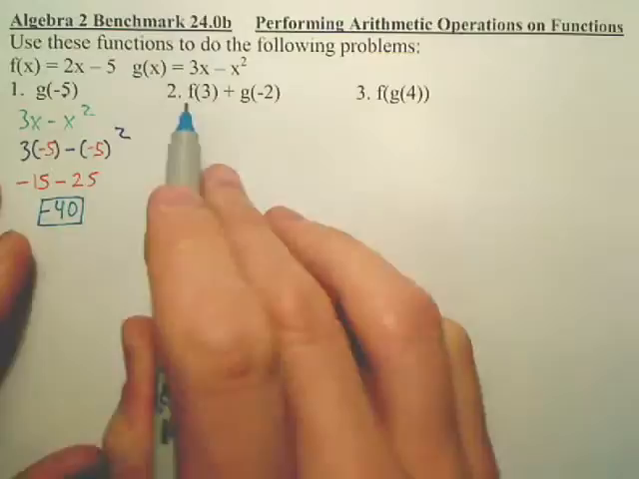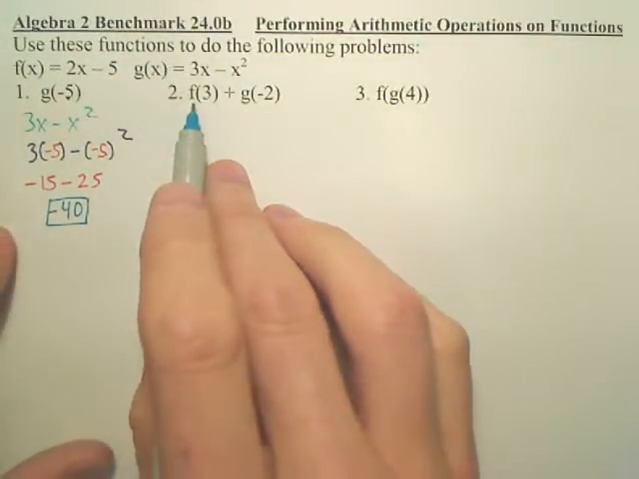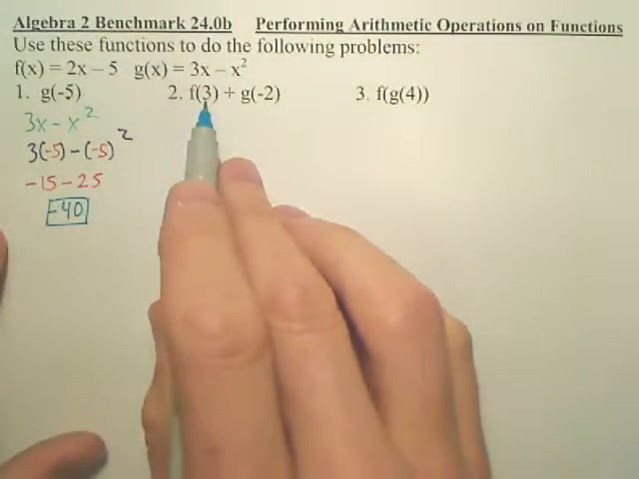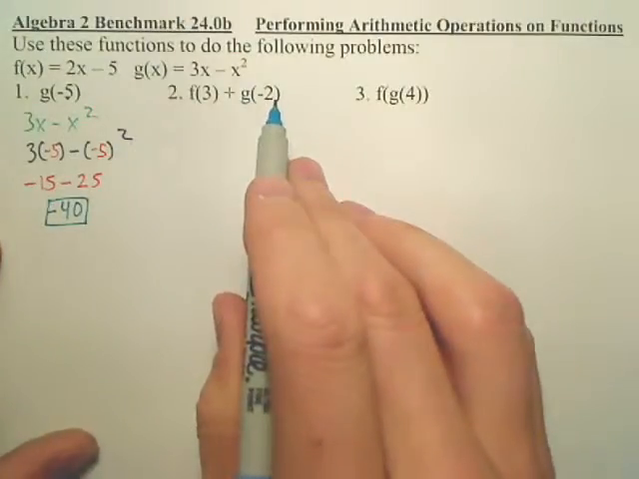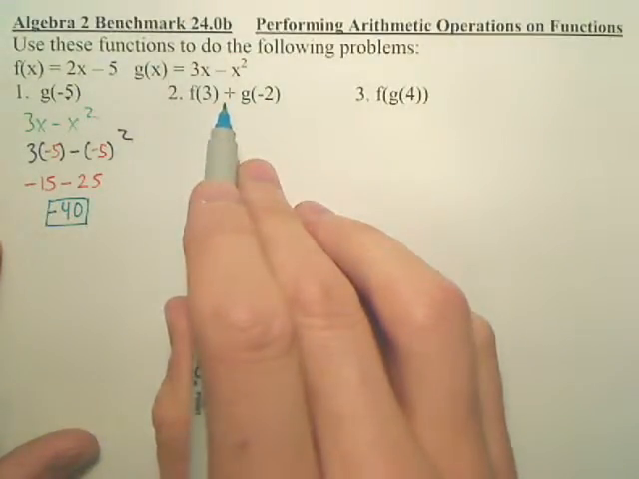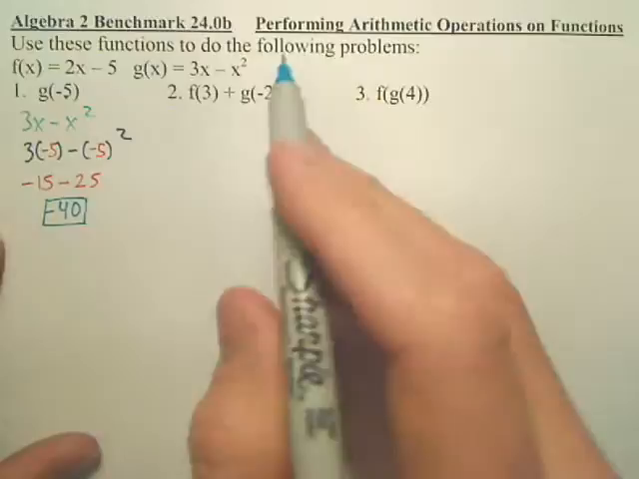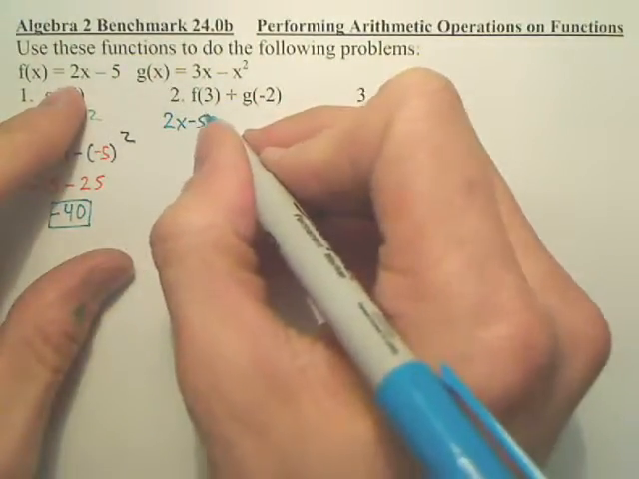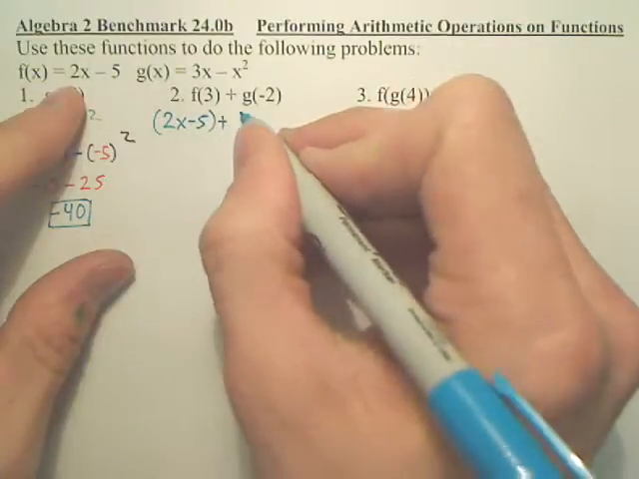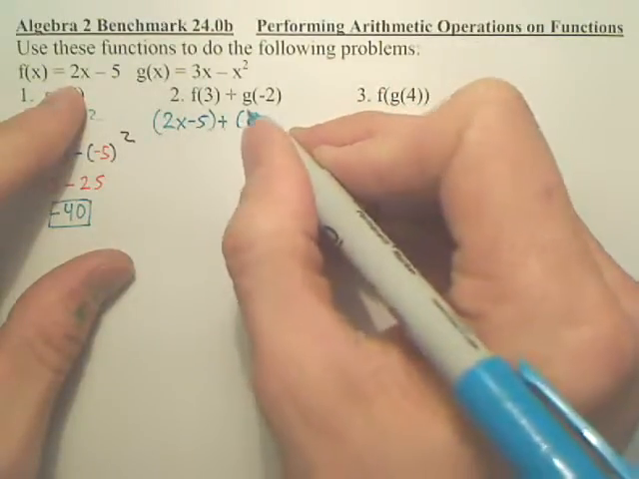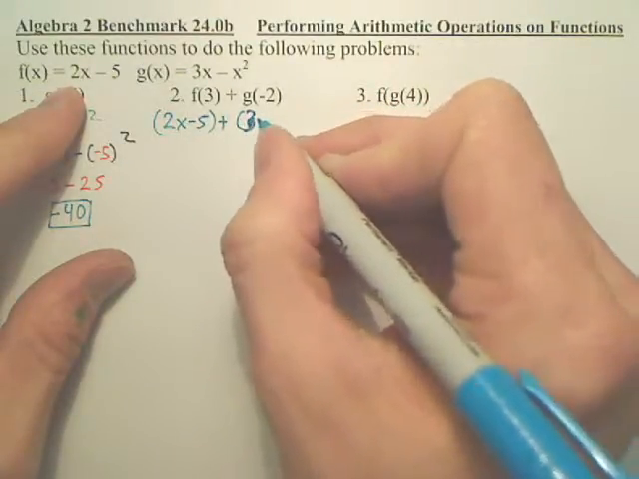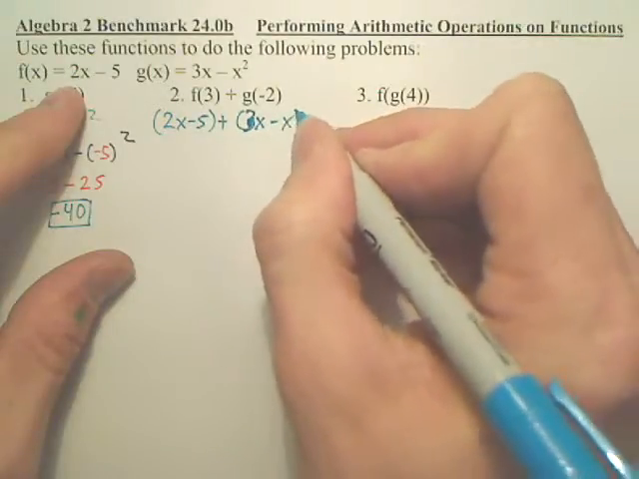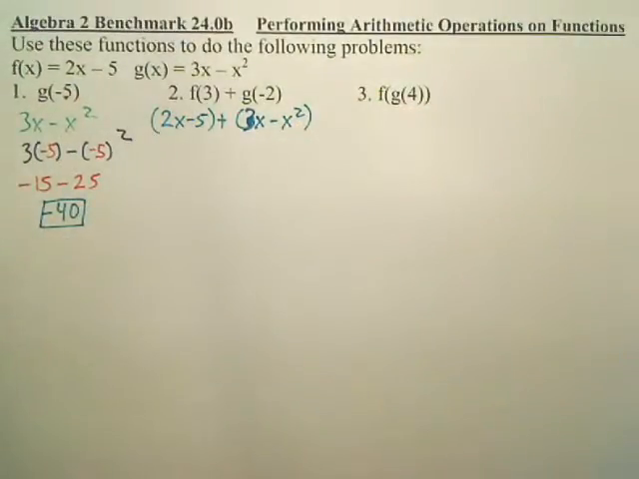Alright. Number 2. We're going to find f, plug in 3. We're going to find g, plug in negative 2. And we're going to what? Add them. So first, f is 2x minus 5. And we're going to add g, which is 3x minus x squared. But what are we going to be plugging in?